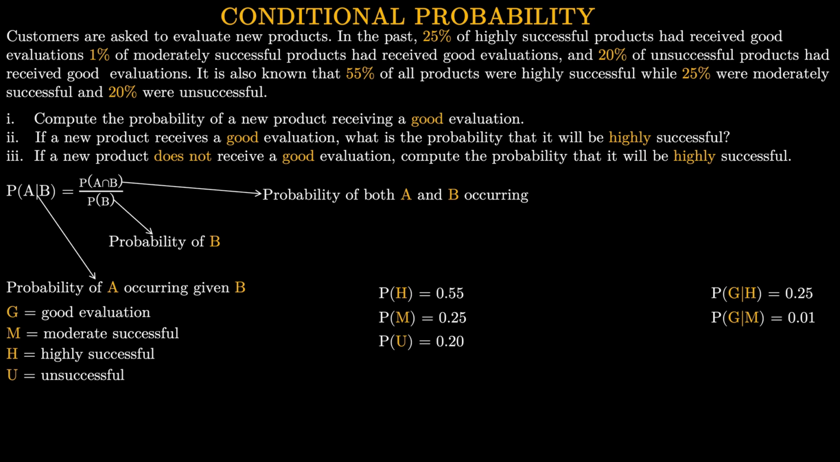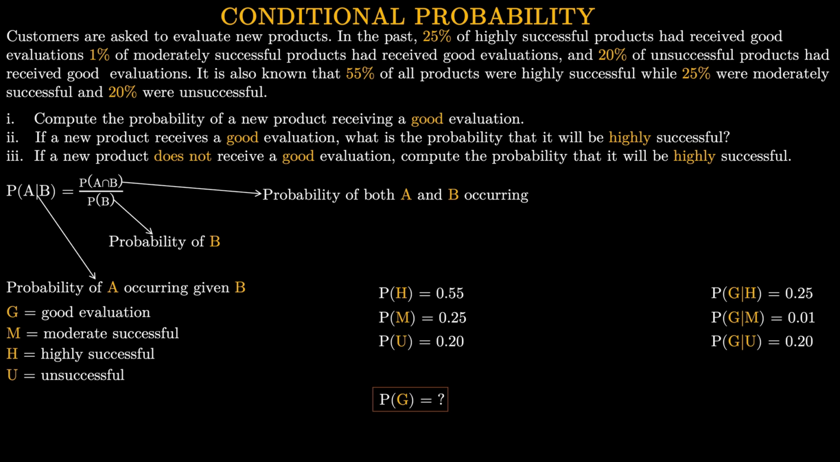And finally, the probability of products receiving good evaluations, provided that they are unsuccessful, is going to be 20%. That's going to be 0.20. Since we've written down all the information that was given, I think it's the best time for us to attempt our questions. The first question is, compute the probability of a new product receiving good evaluation. We don't know if this product is going to be highly successful, moderately successful, or unsuccessful.